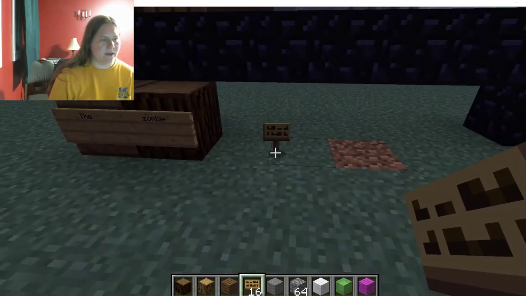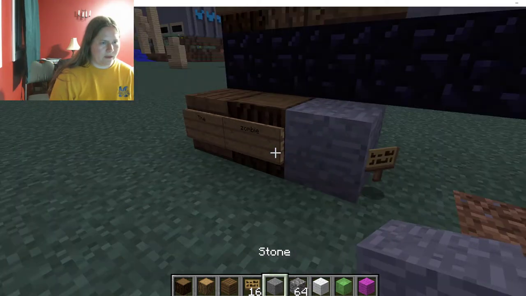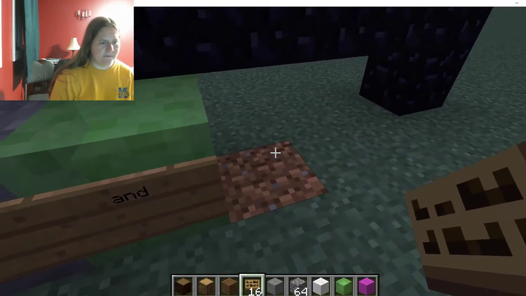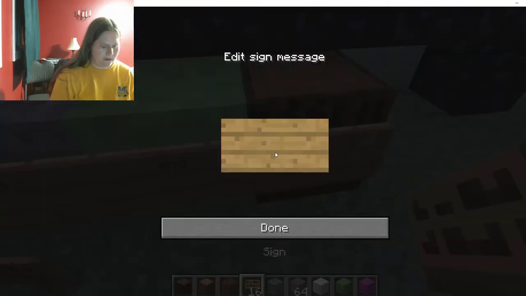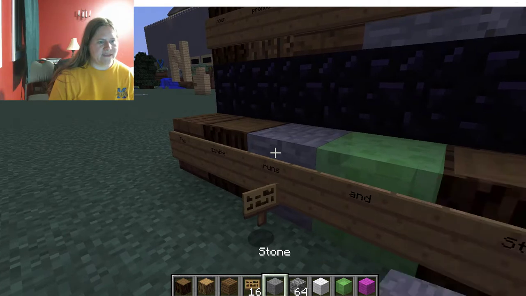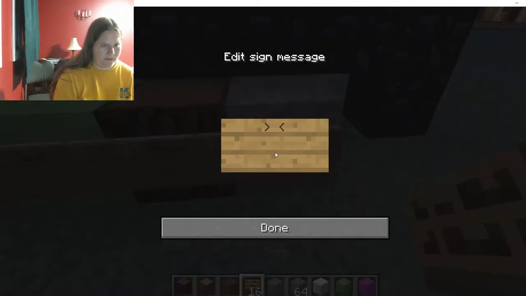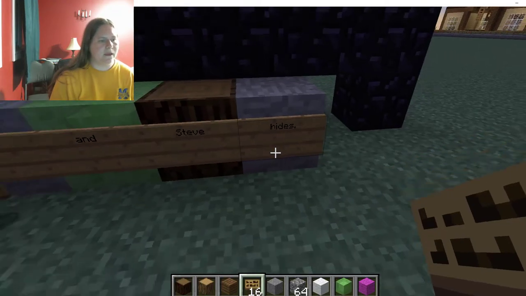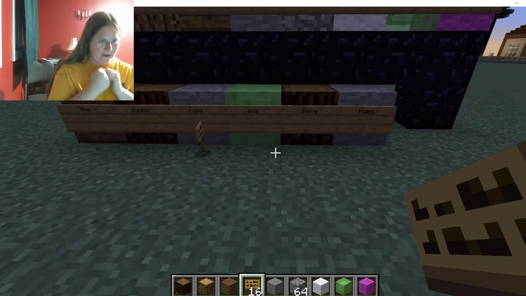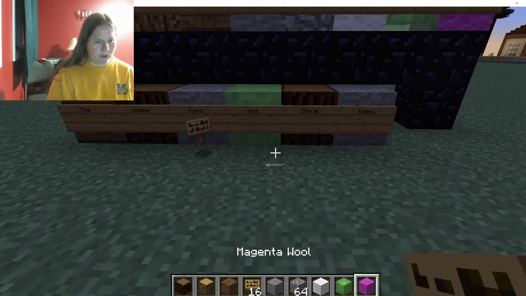Let's try this one more time. We will say the zombie runs and Steve hides. Remember, Steve is a proper noun. It's capitalized. Okay. So now we have the zombie runs and Steve hides. What is the conjunction joining? Any idea? The conjunction is not joining two verbs. It's not joining two nouns. It is joining two clauses.